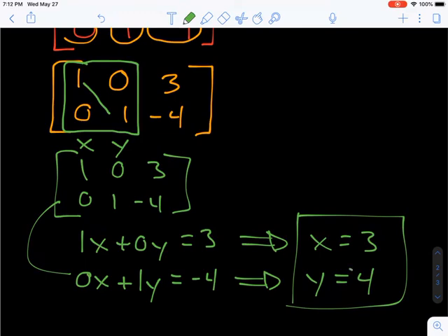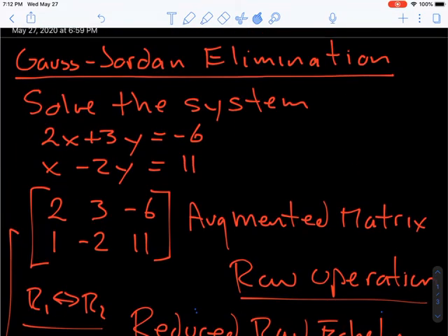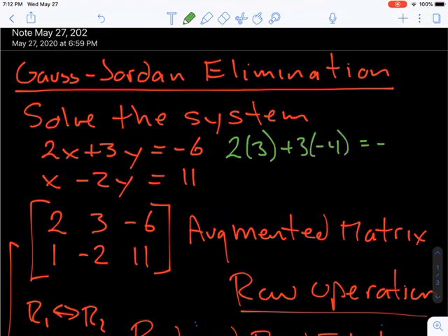Now you can check those by going back to the original problem and substituting those values in there. So we have 2 times 3 plus 3 times negative 4 should be equal to negative 6, and indeed it is. And 3 minus 2 times a negative 4 is 11, and both of those are true statements, so it does check out. The solution to this problem is x equals 3 and y equals negative 4.